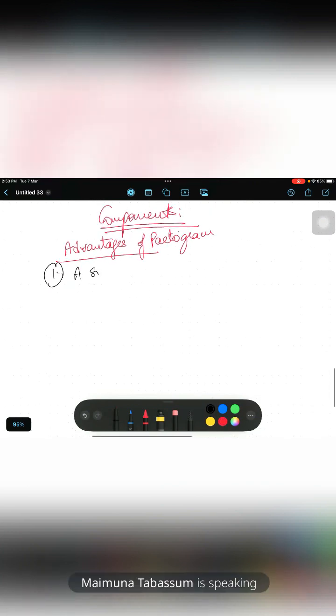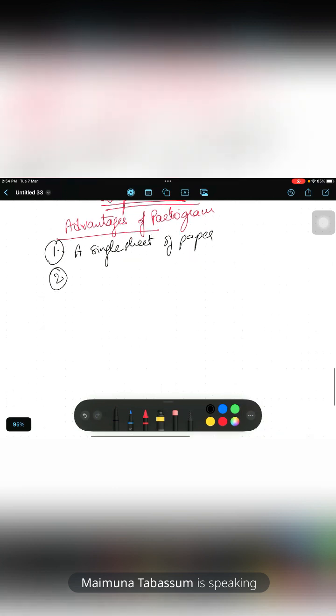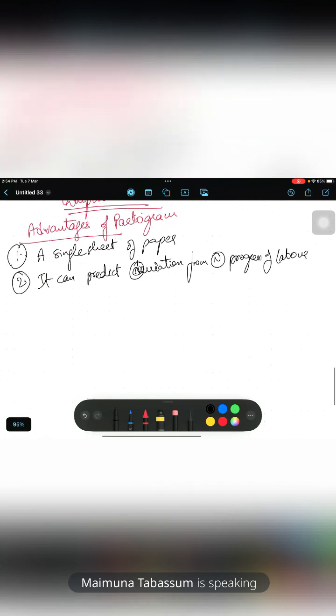So a single sheet of paper will provide all the information regarding the maternal and the fetal information at a glance, so that you need not turn many papers to know when the induction is kept, where is the cervical dilatation. Only a single sheet of paper is essential. So it can predict the deviation from the normal progress of labor. So when you are having a normal progress, it can also predict the deviation.